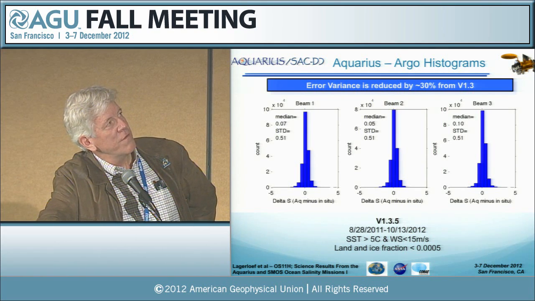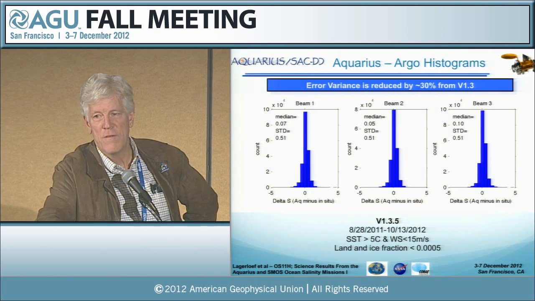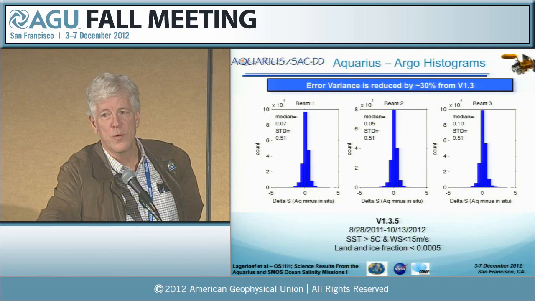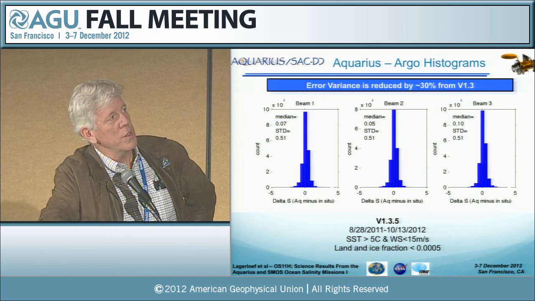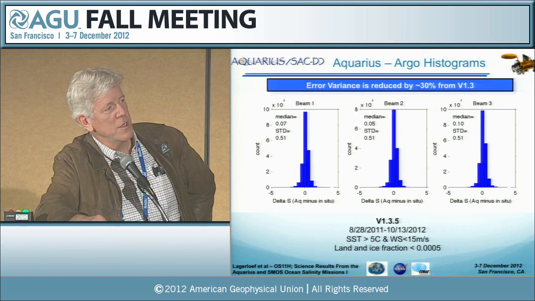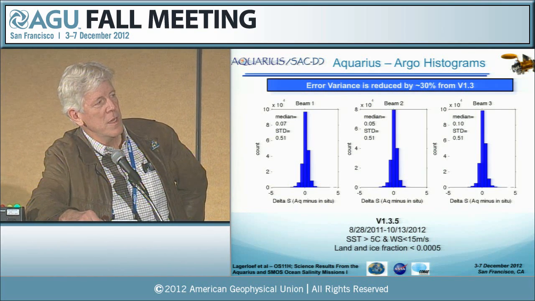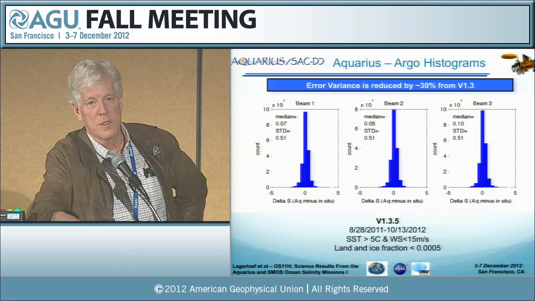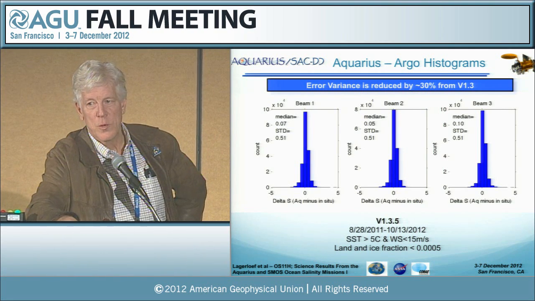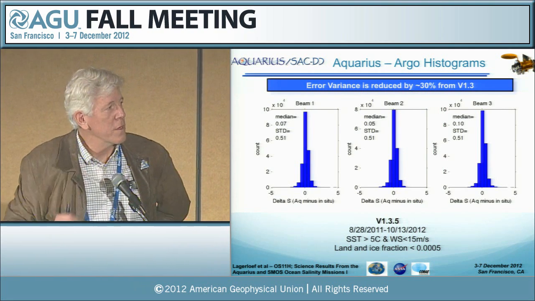If you look at the error variance change, this is a reduction in error variance of about 30% from the previous version to the next version of data. Now, we do some screening when we do these comparisons. We're only looking at sea surface temperatures greater than 5 C and wind speeds less than 15 meters per second, so we're not aliasing these statistics with these areas where we know the retrievals are more difficult to get accurately.